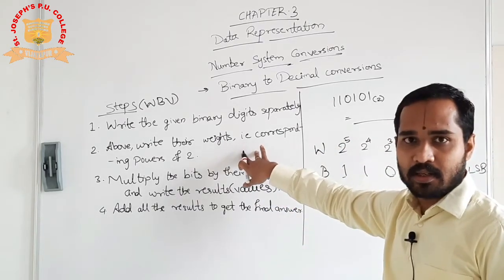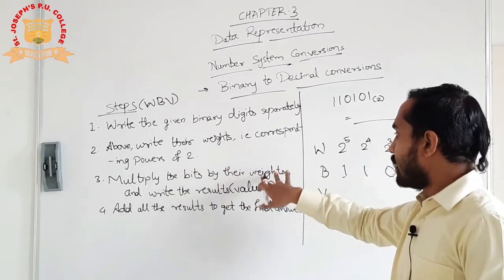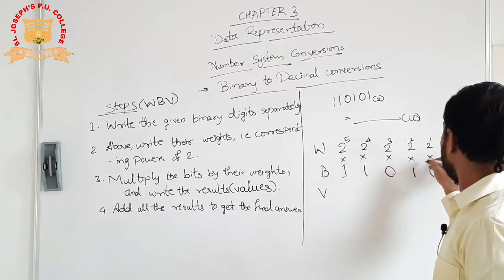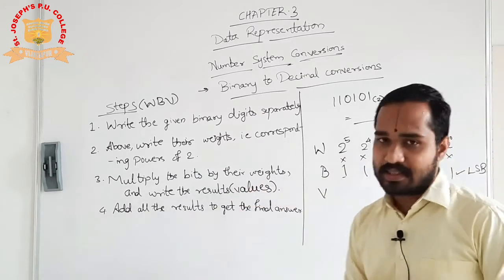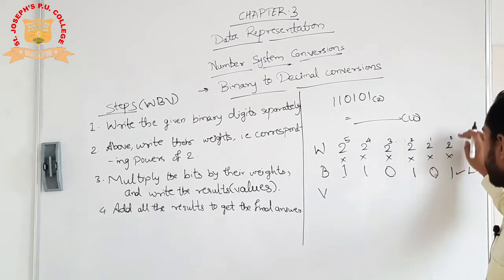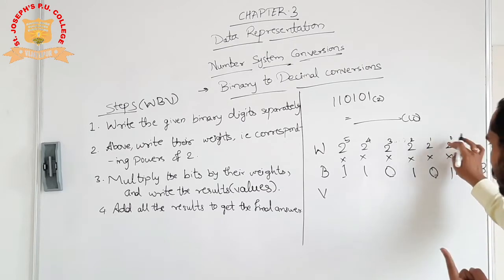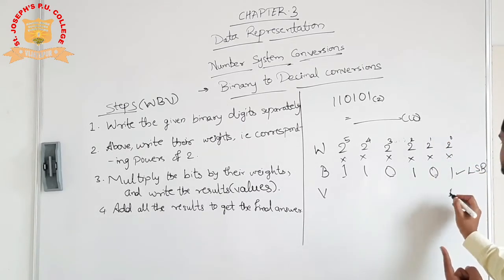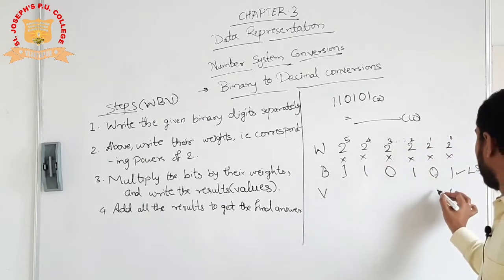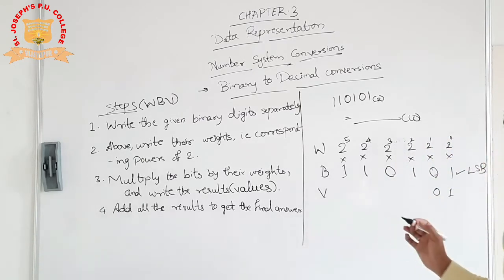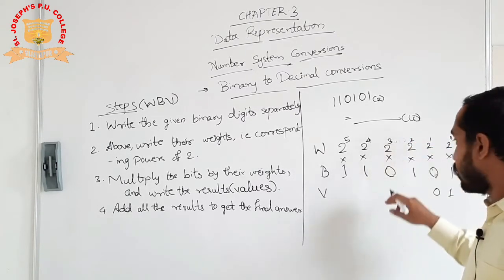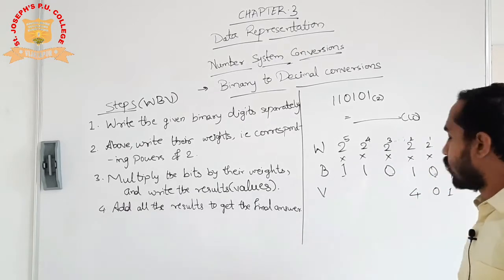The second step is done. What is the third step? Multiply the bits by their weights. Means you have to multiply them. These you have to multiply, and write the results. So what are the results? Let us start from here. 2 raised to 0 is 1. 1 into 1 is 1. 2 raised to 1, 2. 2 into 0, 0. Anything into 0 is 0. 2 raised to 2, 4. 2 square, 4. 4 into 1, written 4.